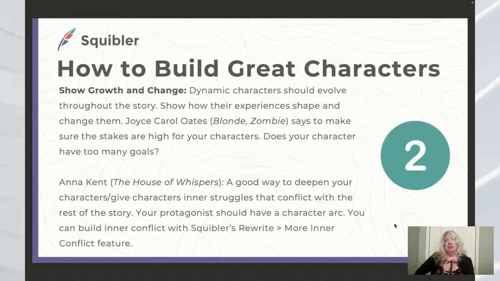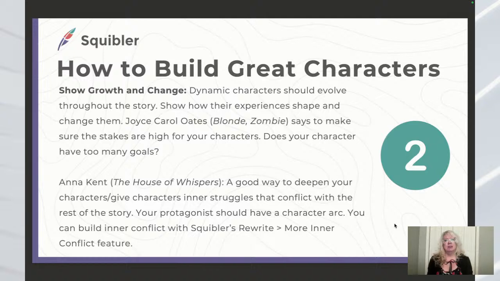Another tip is to show growth and change. Dynamic characters should evolve throughout the story. You want to show how their experiences shape and change them. Joyce Carol Oates says to make sure the stakes are high for your readers. And then she also advises that you're careful that you don't have too many goals for your character. You should make sure that you're focused on this.